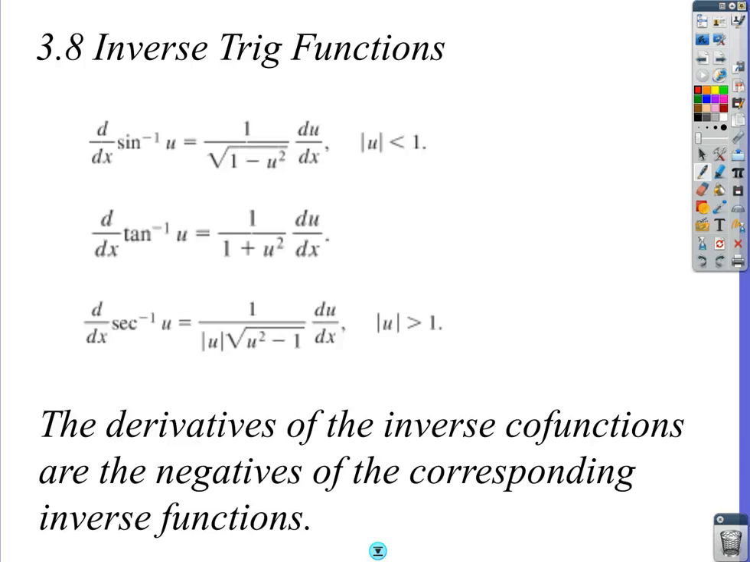All right, 3.8, inverse trig functions. The way inverse trig functions work, okay, here's what's really cool. This is our last set of derivative rules, okay? After this, no more. Yay. Okay, so here we go.